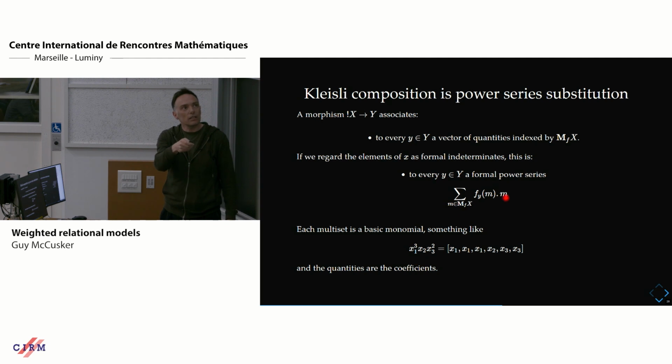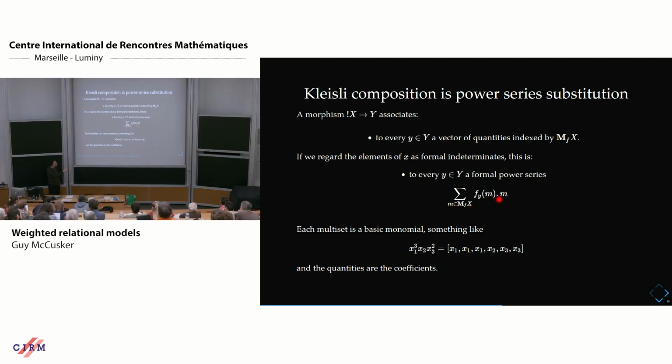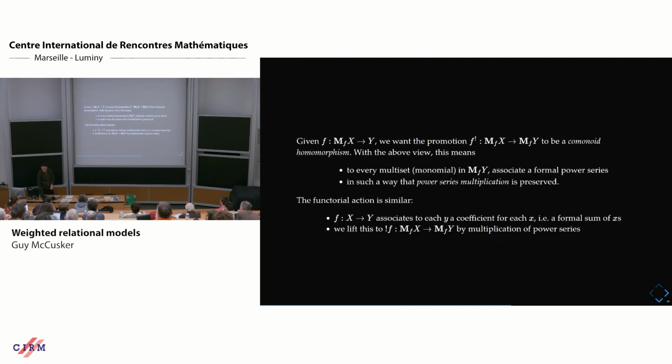So here is some kind of piece of LaTeX that is supposed to be representing a power series over these indeterminates. So for every finite multiset over the x's, there it is. I have some kind of coefficient that depends on the y, and that's that. So for every output y, I get a power series over the x's. And what I need to do is show you how to compose two such things. And it's just the generalization of the picture that I drew before.